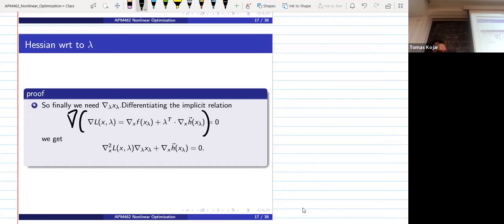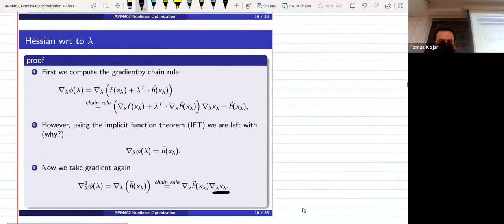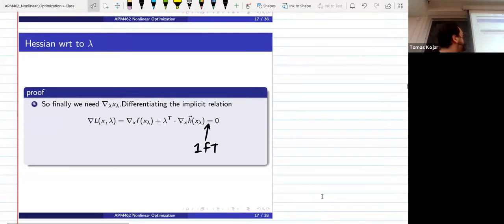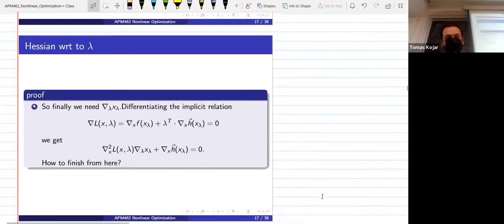But this is cool because now you isolated the gradient of x lambda, right? Again, we are trying to compute the Hessian of the dual. And using the implicit function theorem, we found that it equals the gradient of the constraint times the gradient of the minimizer perturbed. So now I need to find the gradient of the minimizer perturbed. And let me tell you how to finish from here.